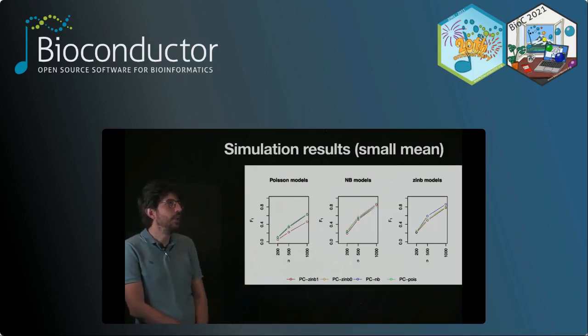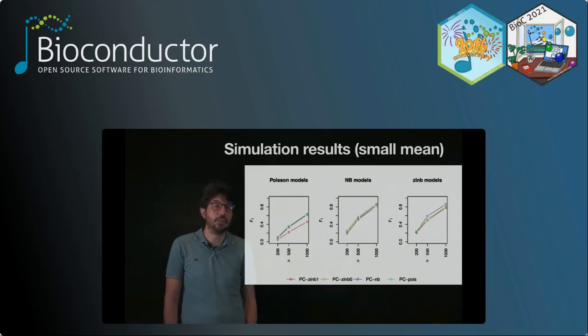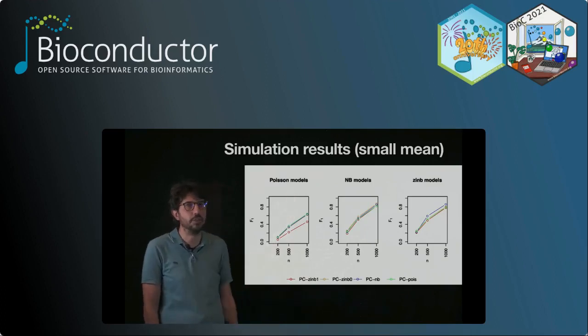And in particular, now all of our algorithms' performances are essentially the same. So it seems that even if we introduce over-dispersion in the data, and even if we introduce zero inflation in the data, even a simple Poisson model works as well, as long as we have small counts.